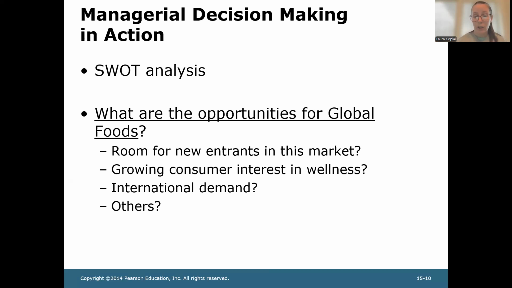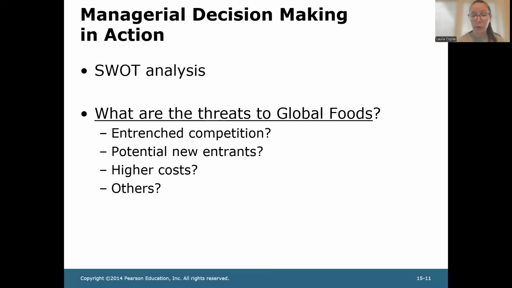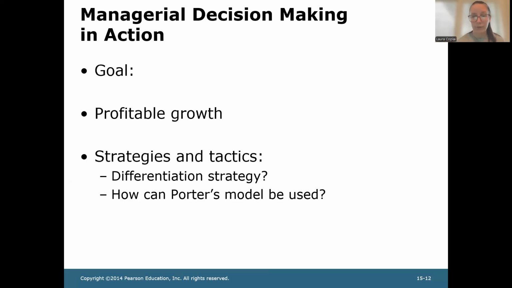When we look at the opportunities for global foods, is there room for the new entrants in this market? There's growing consumer interest in wellness. So how does that affect us, right? International demand as well. Are there other opportunities? And then when we look at threats to global food, are we in entrenched competition? Are there potential new entrants? What about higher costs and some other threats that you can think of?